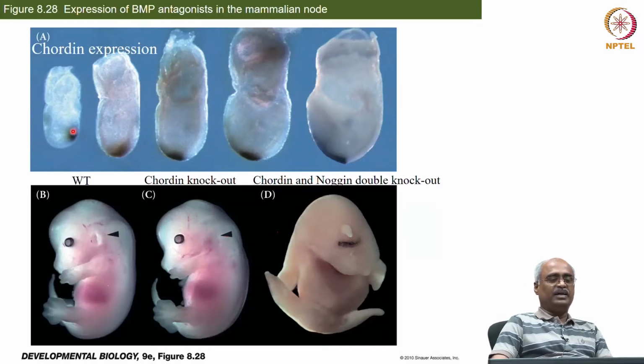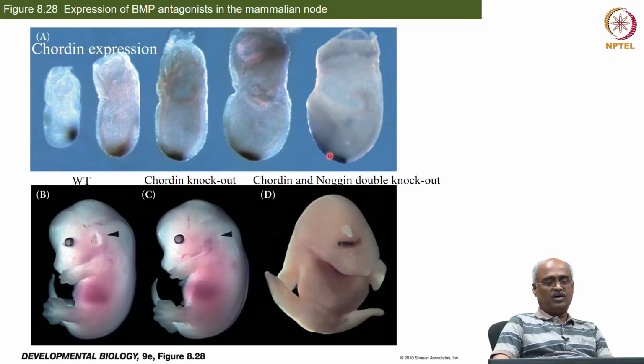So this shows a whole embryo stained for chordin expression. So chordin is there in the anterior part of the primitive streak. See, this will be the primitive streak. So this is where the node is going to form, and then it is there in the node and in the anterior structures here. Okay, so that's what you are seeing as the embryonic development continues. So that's the chordin expression pattern.